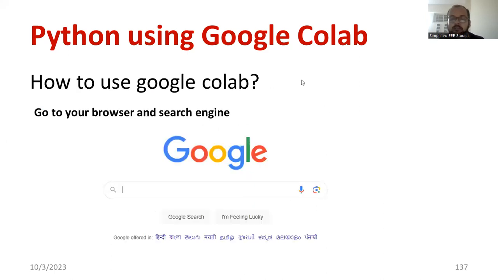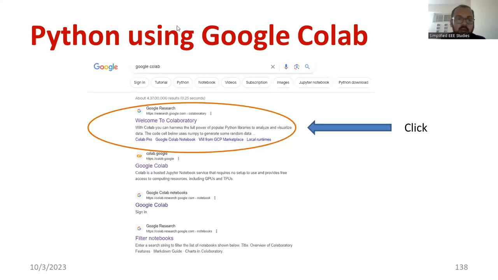Now we'll study how to use Google Collaboratory and type your first program using it. Apart from that, I'm going to teach you the various options in Google Collaboratory. Select a browser, then go to your search engine. I have chosen Google as a search engine. Then type Google Colab like this and search. You'll get the first option, Welcome to Collaboratory. Kindly click on Welcome to Collaboratory.